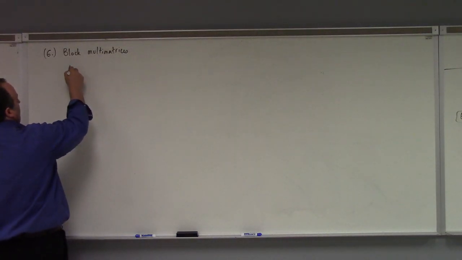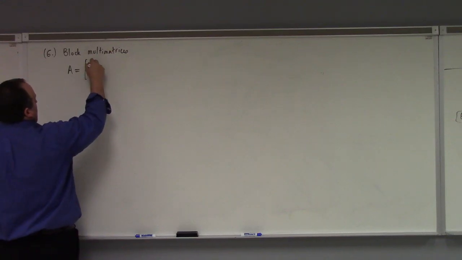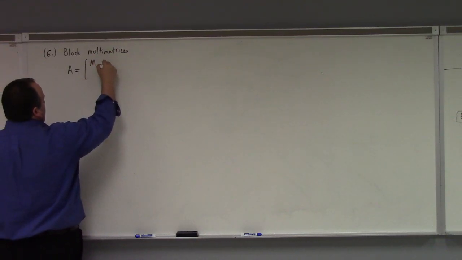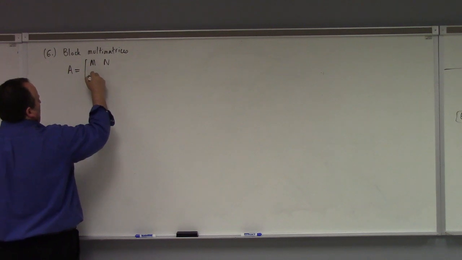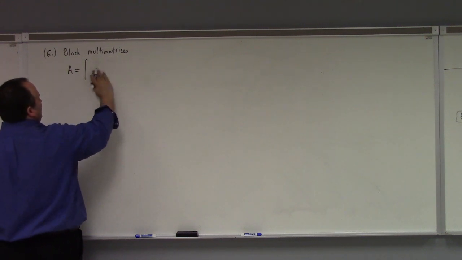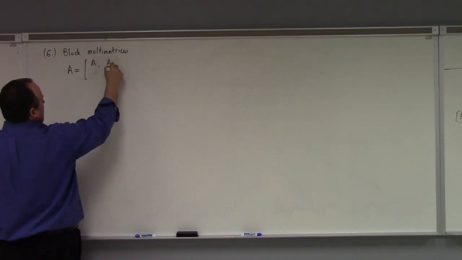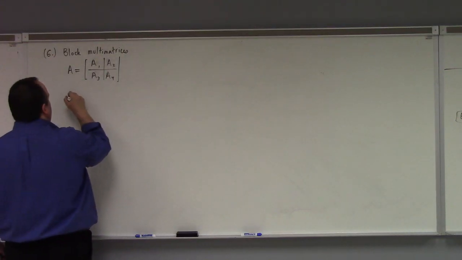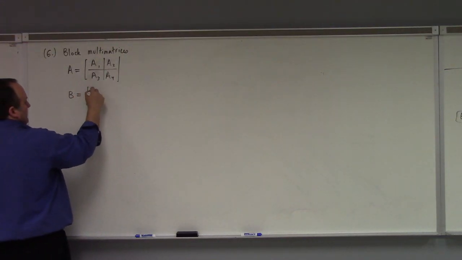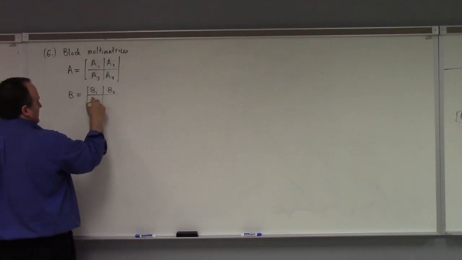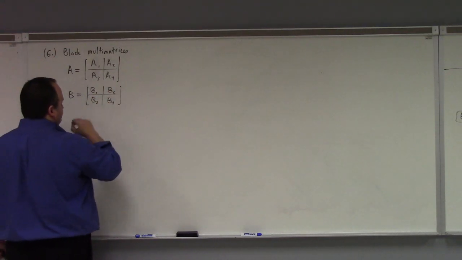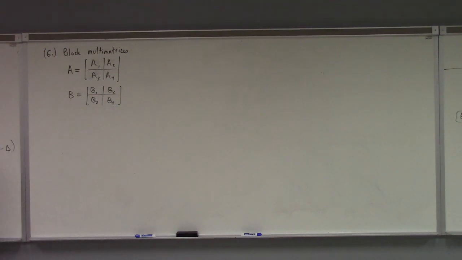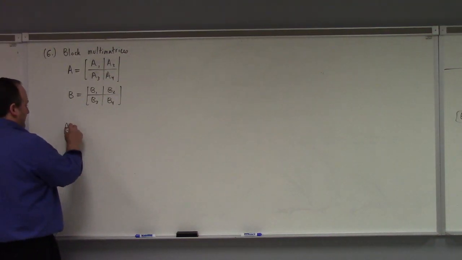So if I had A is A1, A2, A3, A4, and if I had B is B1, B2, B3, B4, Dr. McGarrett definitely went over this. Okay, good. These are all themselves matrices. Then you remember what happens when you multiply these? How does it go? What's A times B?